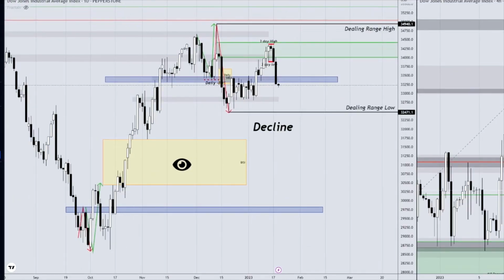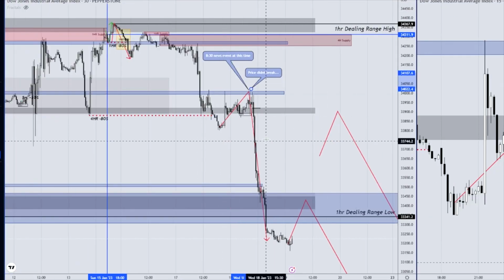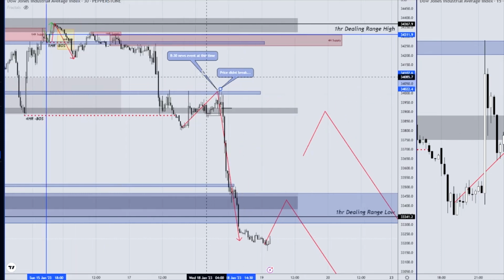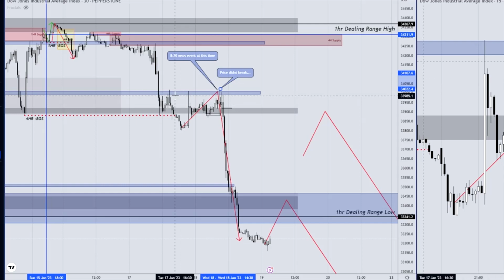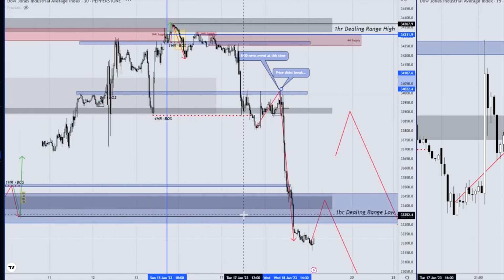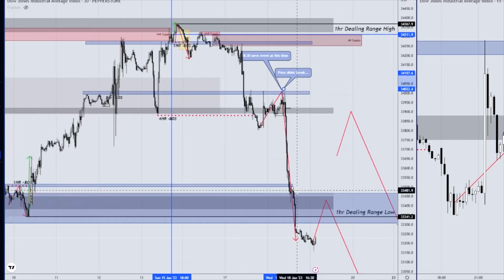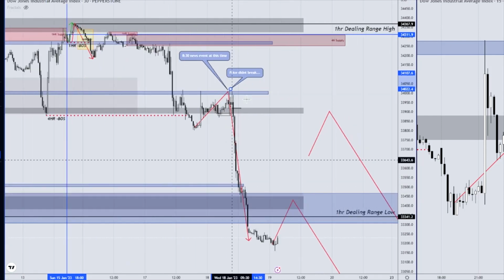On the 30-minute, so you see here where I marked out the 8:30 news. 8:30 news here, couldn't get above these highs and just plummeted. I'm going to clean up this chart. There's a lot going on here which I don't like.